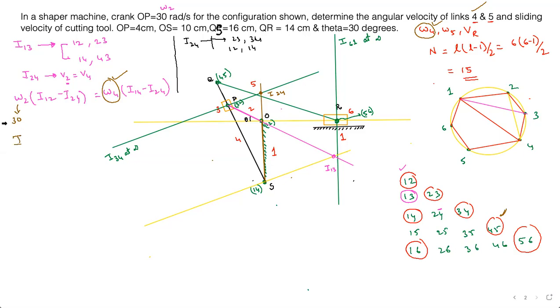If you want to find I24, I25, I have two options. I can take 4, 5 or 2, 5 because 2 is also already known. We need to find 5. If you take 2, 5, I need 1, 2 and 1, 5. Still we need 1, 5. Without 1, 5, we can't do anything. So to find 1, 5, what do we need to do? Just connect 1 and 5. So here I'm going to connect 1 and 5.